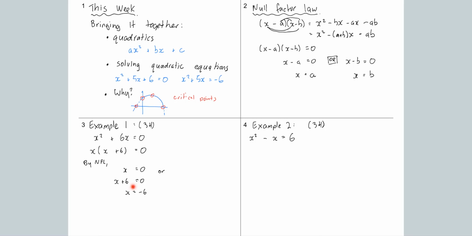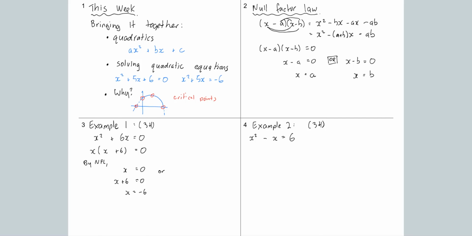And if I take this value here, for example, x equals negative 6, and substitute it in, I do get it. Negative 6 squared is 36 because a negative times a negative is positive, so that's 36. 6 times negative 6 is negative 36. So we've got 36 minus 36 equals 0. So that works, that's a check.